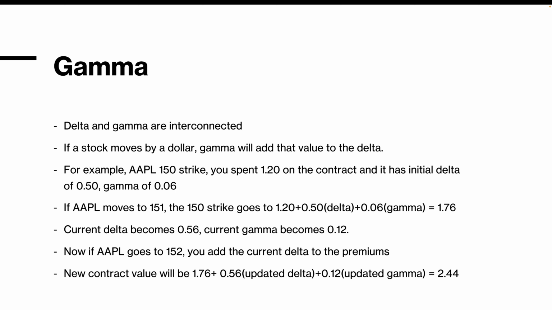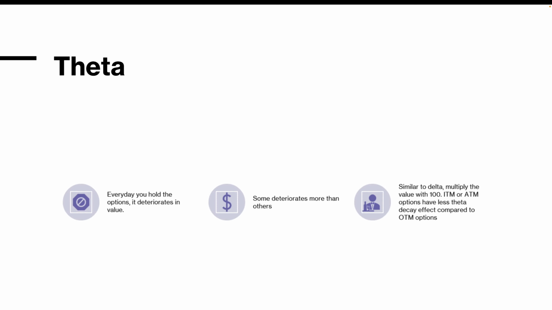Now we have gamma covered. We're going to go into the next really important Greek, which absolutely destroys half of the new trader population who don't understand options, that is theta.